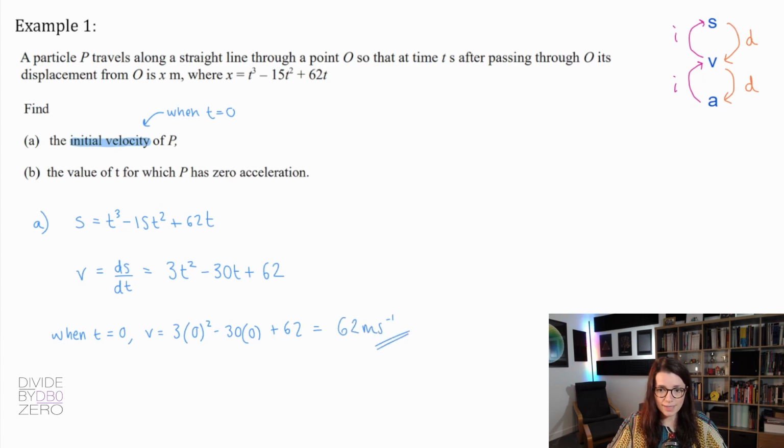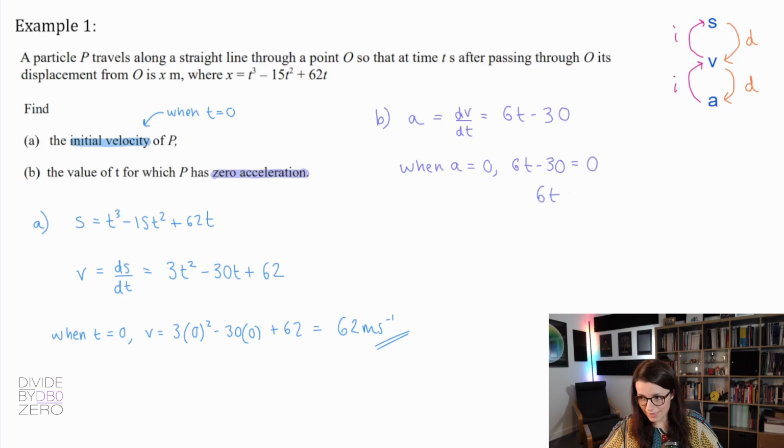For part B, it says they want the value of t for which P has 0 acceleration. So that means we want to find acceleration, which we get from differentiating velocity. That would be 6t minus 30. They want to know when P has 0 acceleration. So all we need to do is make it 0 and solve. Means 6t will be 30, so t is 5 seconds. And we're done.